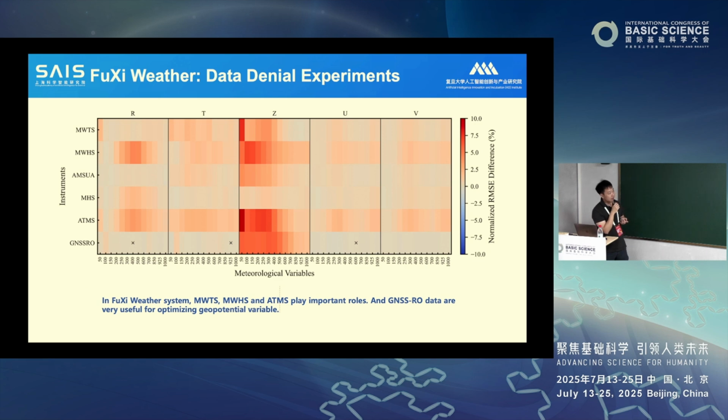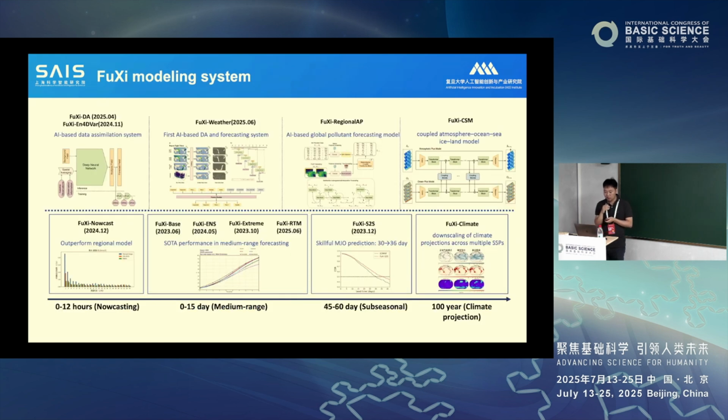Although all those instruments don't measure the wind speed directly, the wind speed is related to the moisture because of the tracer effect. So for those instruments that directly measure the moisture, like MWHS and ATMS, we can see a big error impact from removing those two instruments. That means that although it's a purely data-driven model, it still learns some correlation between all the observations and certain physical variables.